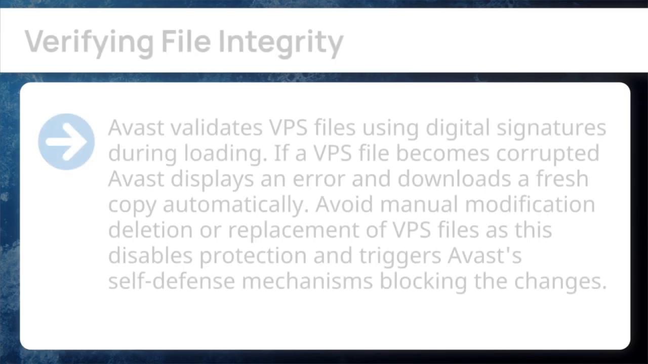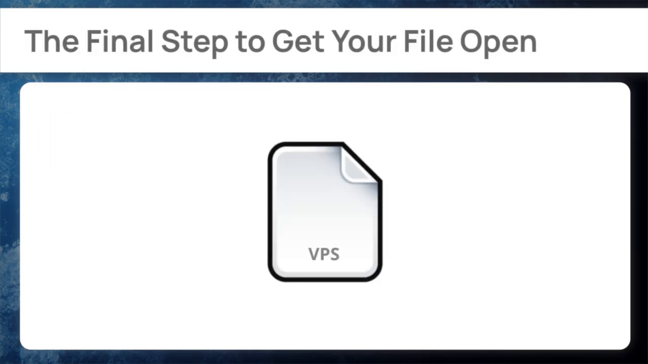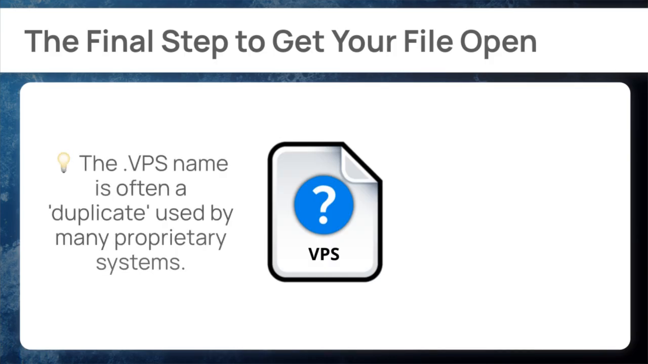Finally, reinstalling Avast. If VPS file corruption persists, uninstall Avast through Windows Settings, then Apps. Download a fresh installer from avast.com and reinstall the antivirus. The new installation includes current VPS signatures and configures the update mechanism for ongoing automatic signature delivery as new threats emerge in the wild.